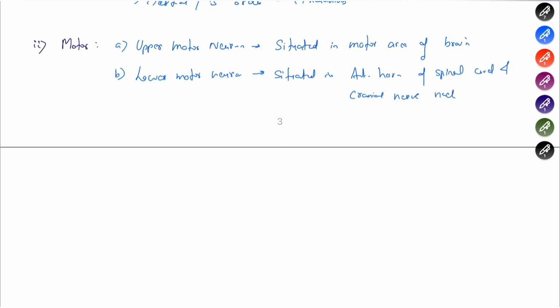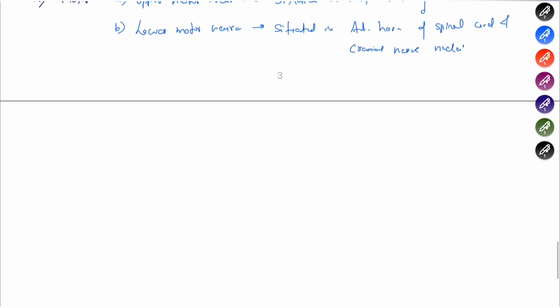The third classification is autonomic. Autonomic is further divided into parasympathetic and sympathetic. Parasympathetic consists of two types of ganglia, that is the preganglionic neurons and postganglionic neurons. So two types of neurons, preganglionic and postganglionic.